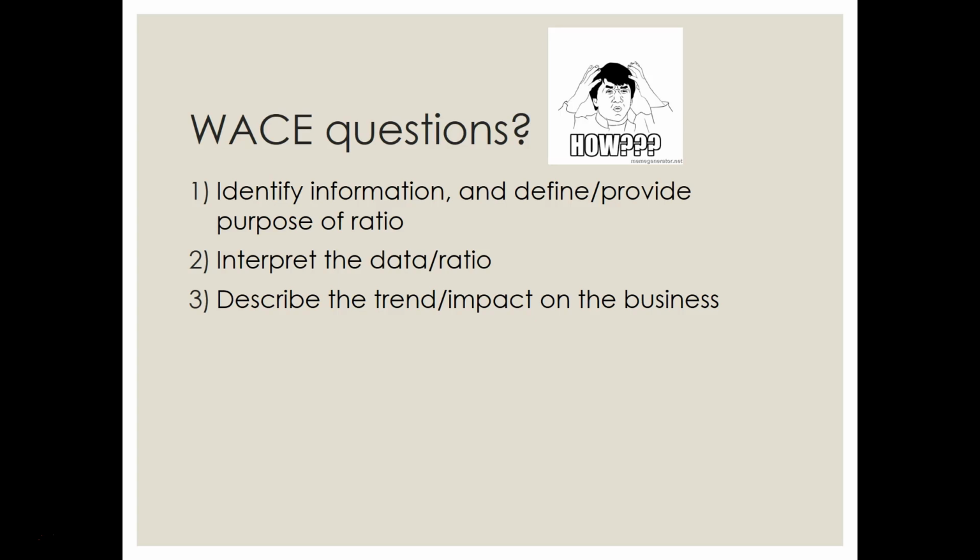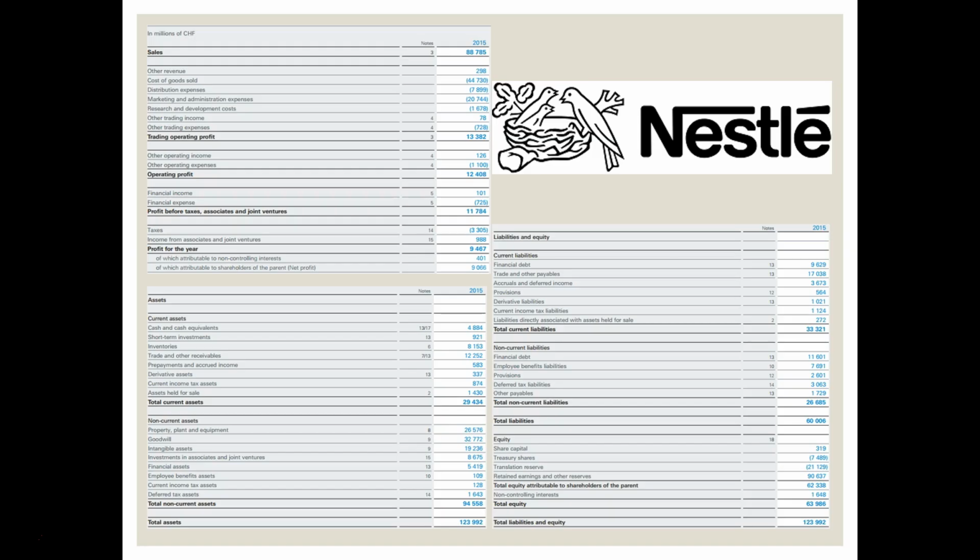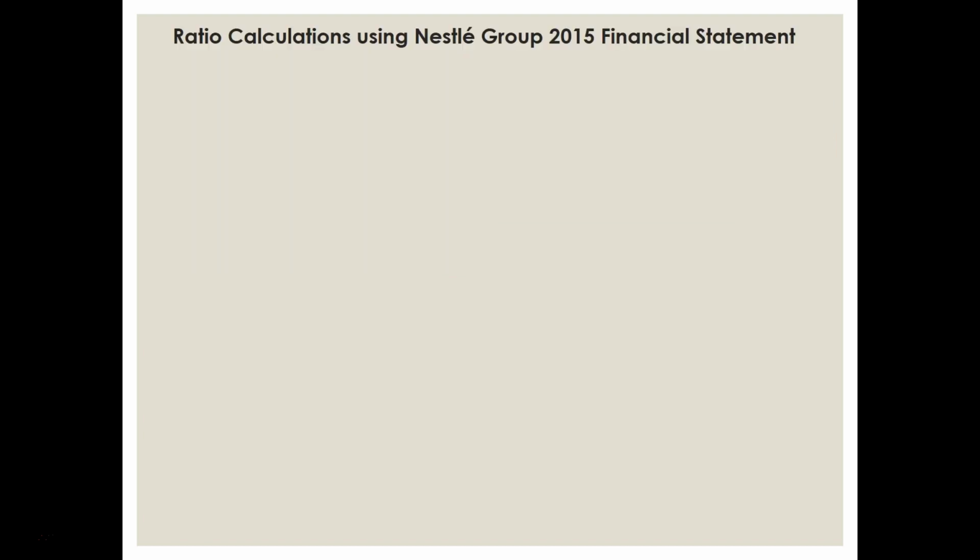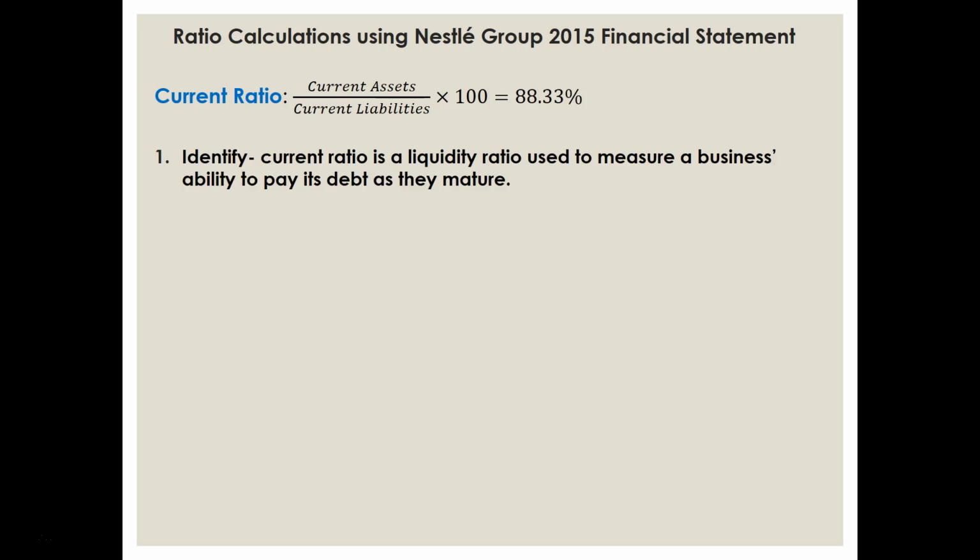So I'm going to show you some examples now. I've shown some of you in class. Essentially, I'm using Nestle still, but I'm focusing more on how to interpret. Alright, so let's just say we already know after calculation how much all these ratios are. So let's say Nestle's current ratio you have here is 88.33%. So remember, what is the first thing you have to do in answering these kinds of questions? Number one, it's always identify, or we can say define. So obviously here you define the ratio. Current ratio is a liquidity ratio used to measure a business' ability to pay its debts as they mature.